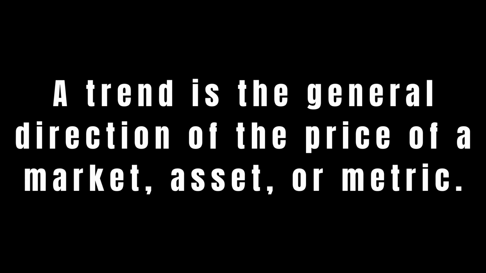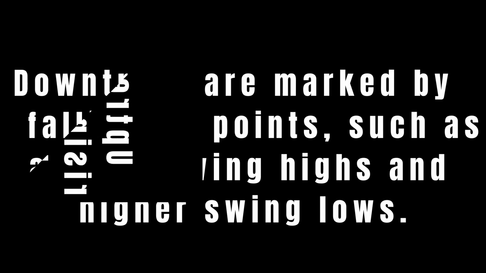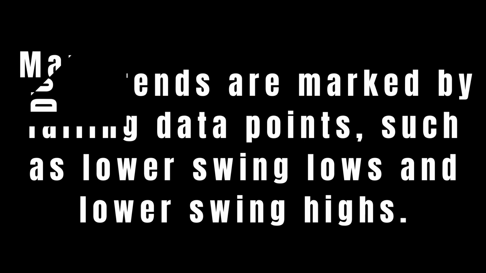Some takeaways from this lesson. A trend is the general direction of the price of a market, asset, or metric. Uptrends are marked by rising data points, such as higher swing highs and higher swing lows. Downtrends are marked by falling data points, such as lower swing lows and lower swing highs.